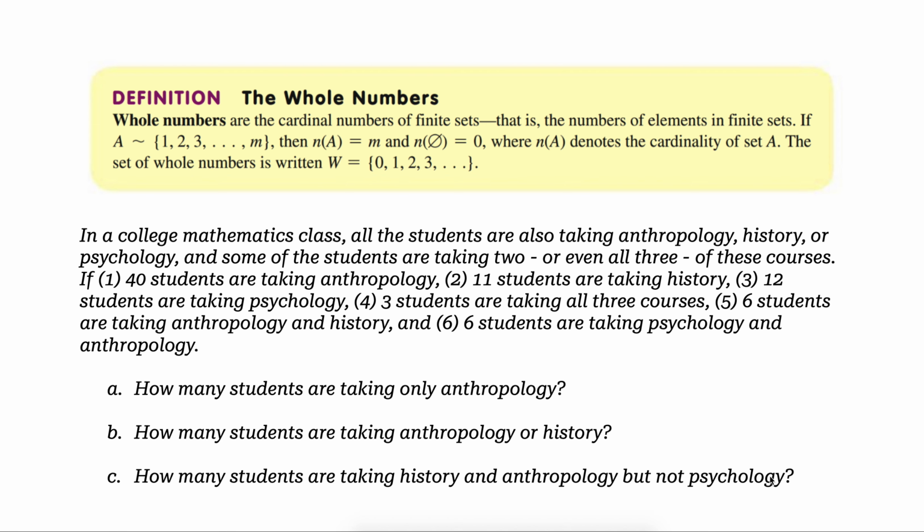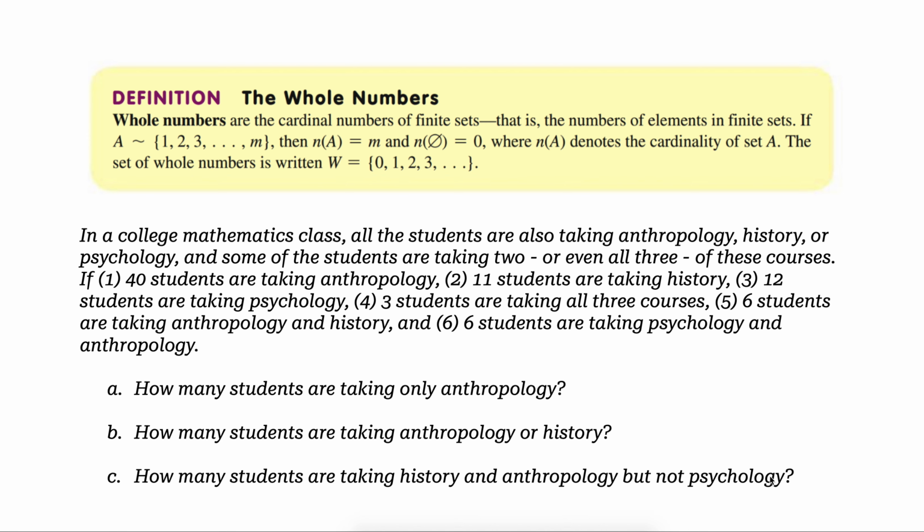What we're going to end up doing is use this idea of cardinality of sets and relate that to our whole numbers. So here I have a definition for whole numbers, and whole numbers are just the cardinal numbers of finite sets. So again, we're not considering infinite sets, sets that have an infinite number of elements in them, but if you have a finite set, the whole number is just the cardinal number of that set.